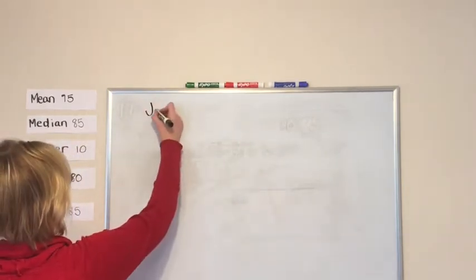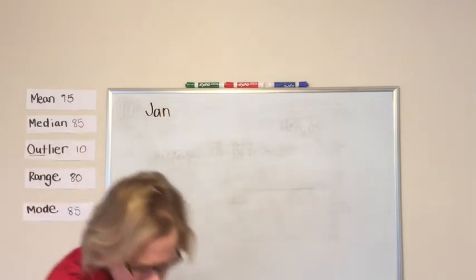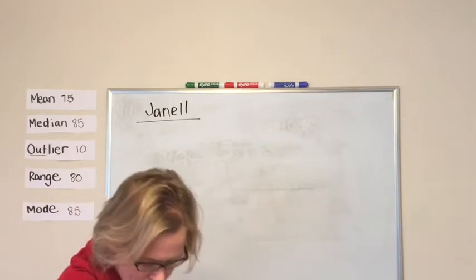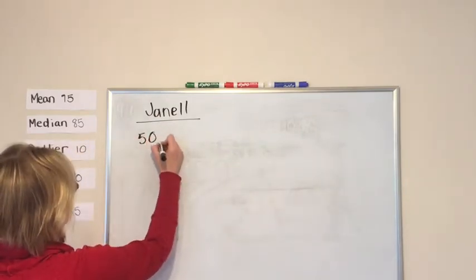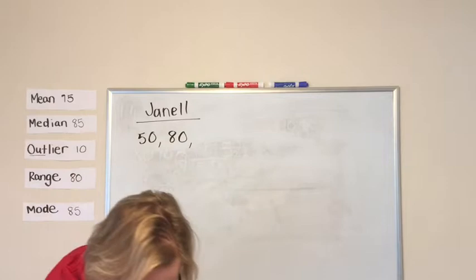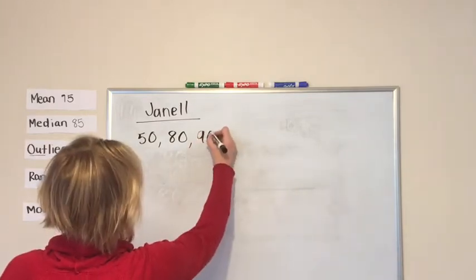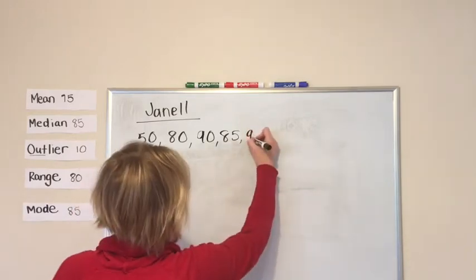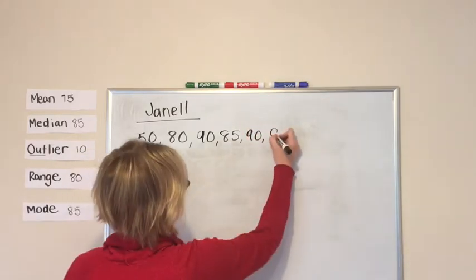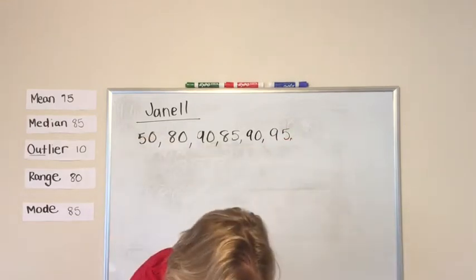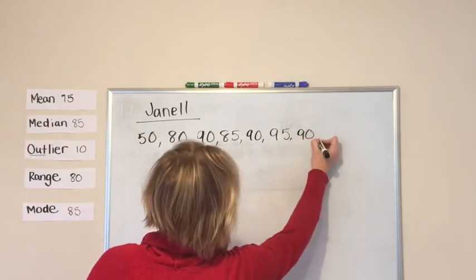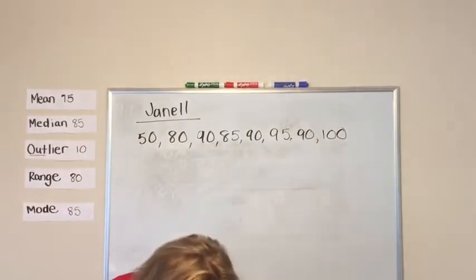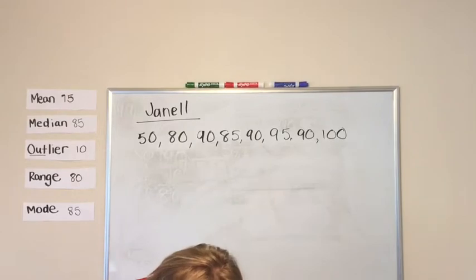So Janelle, according to this, her scores are 50, 80, 90, 85, 90, 95, 90, and 100. So according to that, there's 1, 2, 3, 4, 5, 6, 7, 8, that's 8 scores.